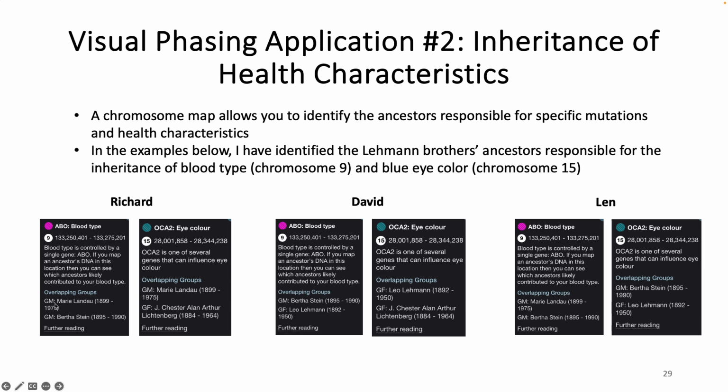So for Richard, it was from both of his grandmothers. That was the subset of inheritance for his blood type. And then for David, though, it was for the grandmother on the mother's side, but the grandfather on the father's side. And you can see that.